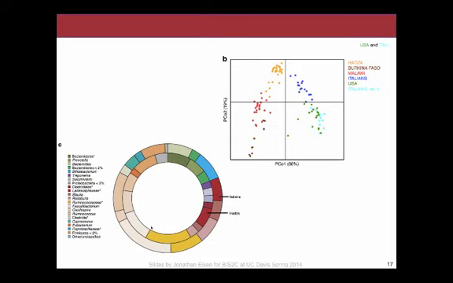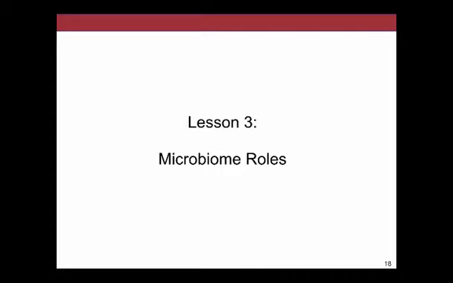This is just showing the same data in a different way. This basically shows that the Hadza are really different than the Italians, than people from the United States, as well as from other indigenous populations.